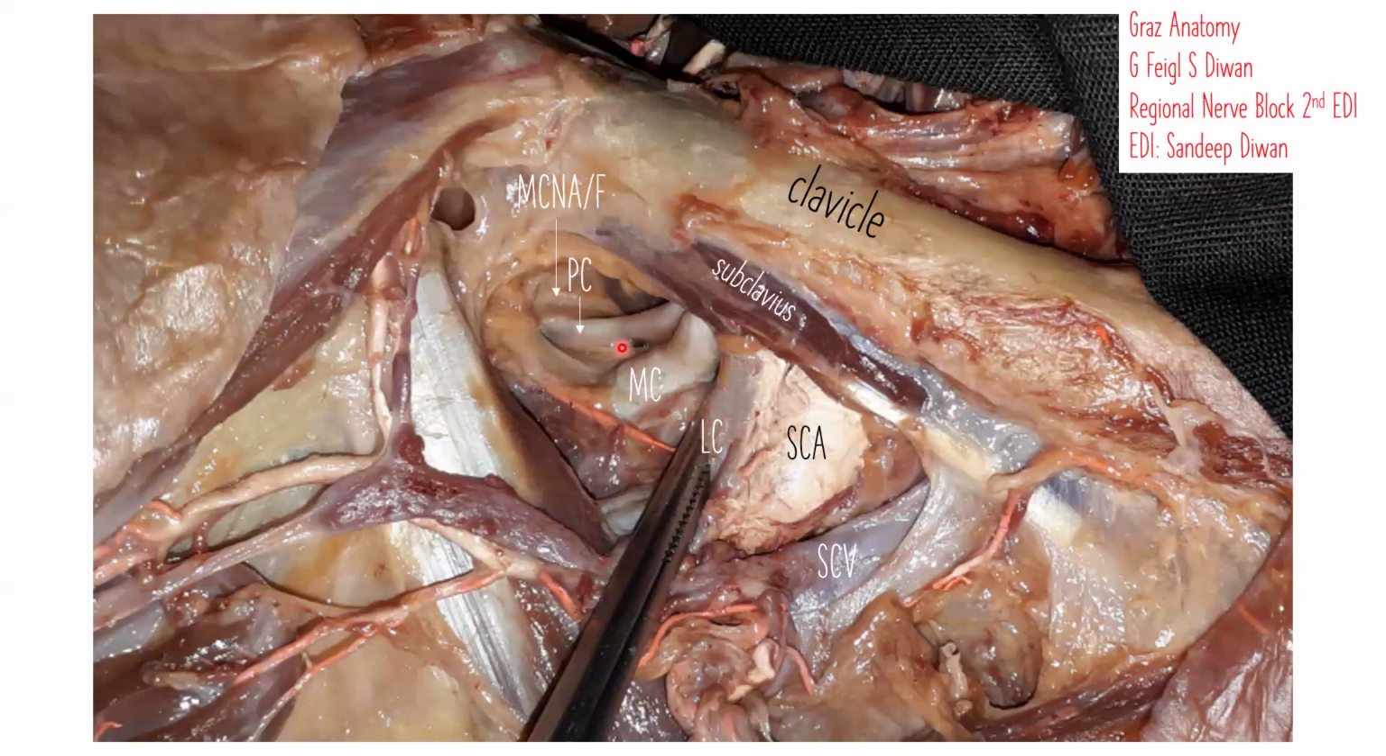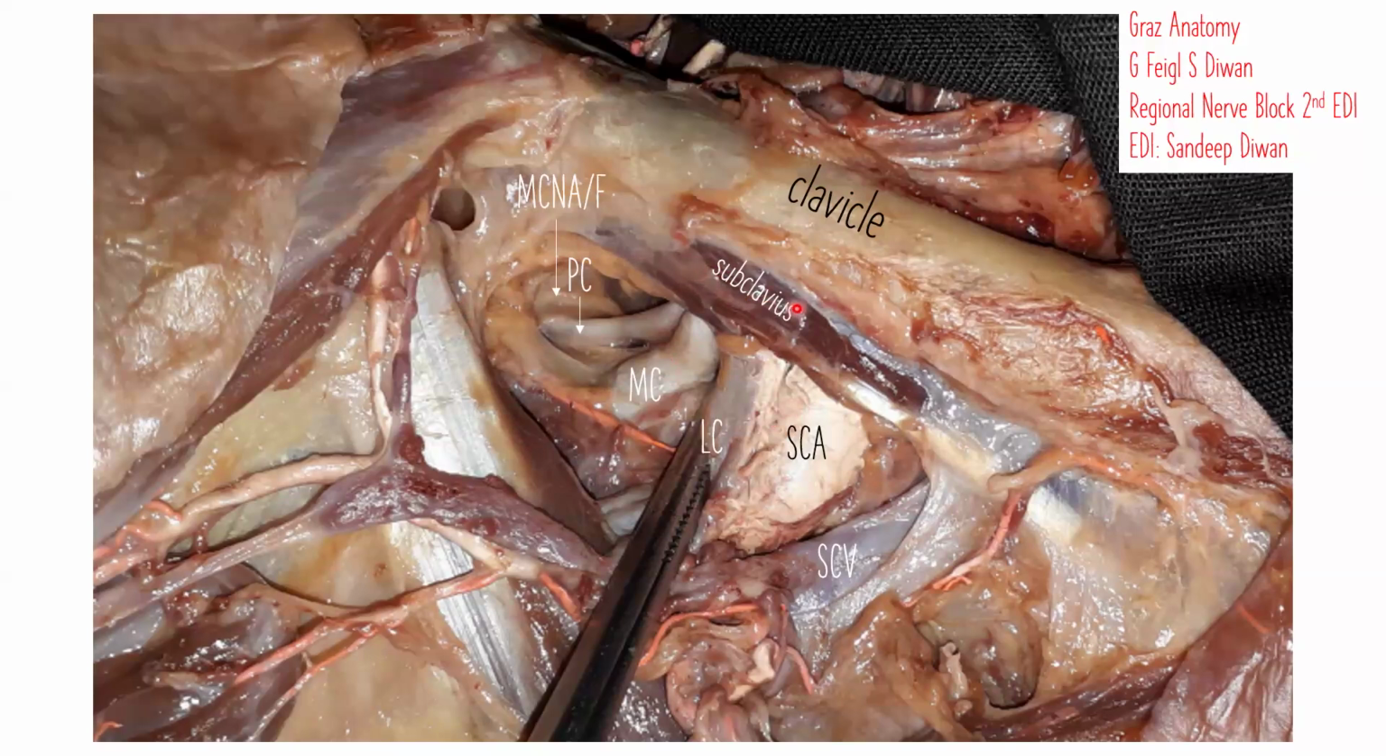And you can see there is some connective tissue which still exists between the posterior and the medial cord, strong connective tissue between the lateral cord and the medial cord. So the lateral cord is most superficial, the middle cord, which would be a bit posterior, and the posterior cord, which would be more lateral. And this is all between the subclavius muscle and the superior edge of the pectoralis minor, somewhere at this point.